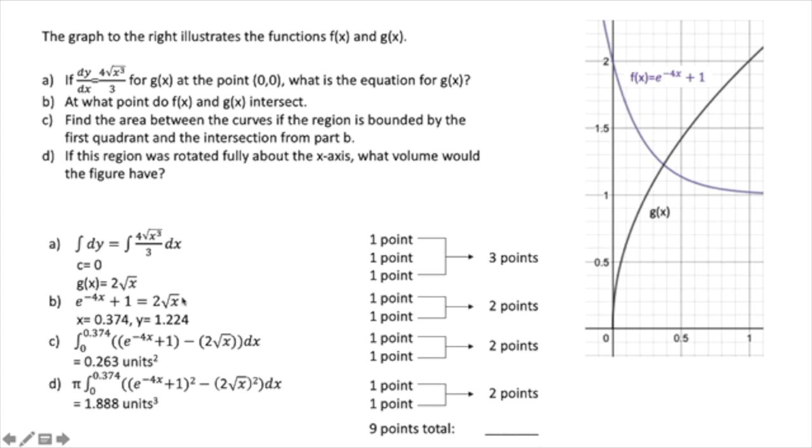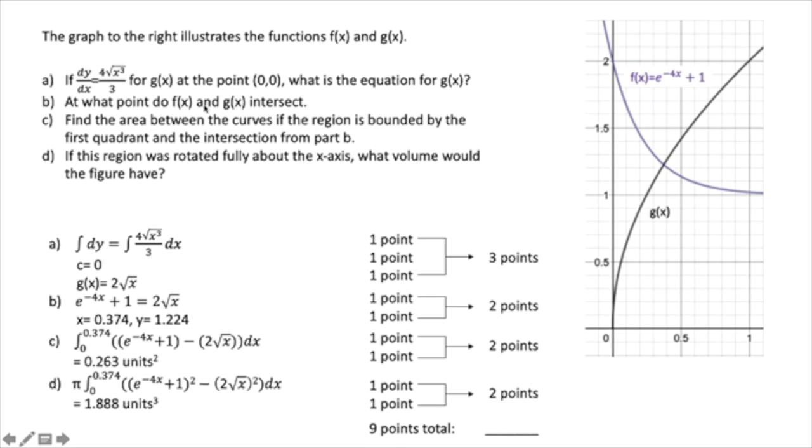Sometimes they'll have you just put the point. On the other hand, most AP tests actually give you points for setting up the equation first. You could solve for this by hand if you're crazy, but what I would do is graph them on the graphing calculator, use that little tool, and find where they intersect. About right here should be at 0.374, y equals 1.224.